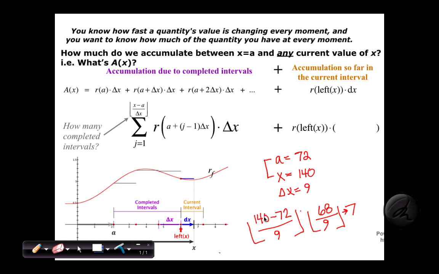X minus a gives you the total distance from left to right on the independent variable axis. Divide by delta x tells you how many chunks you can fit in there, but we want to round that number down, because I don't want it to come out like 7 4/9 or something. It tells us 7 full units and 4/9 of a unit left over, whatever this was, 5/9.